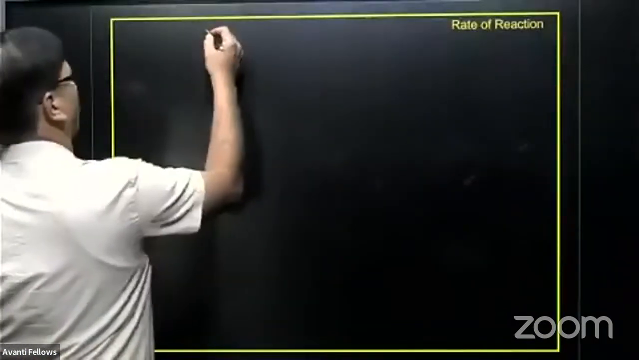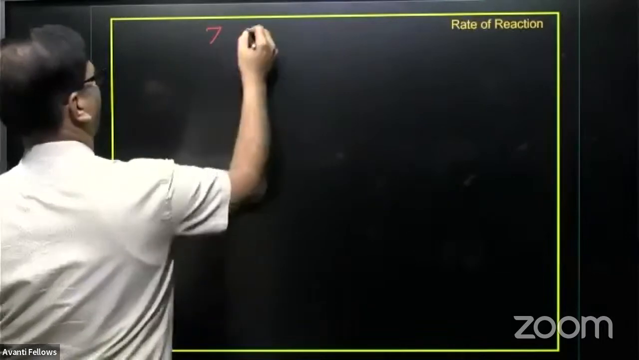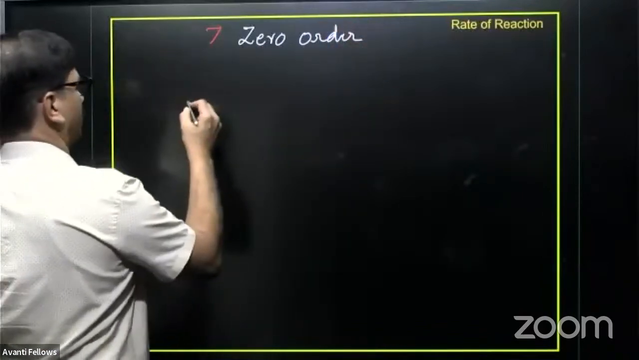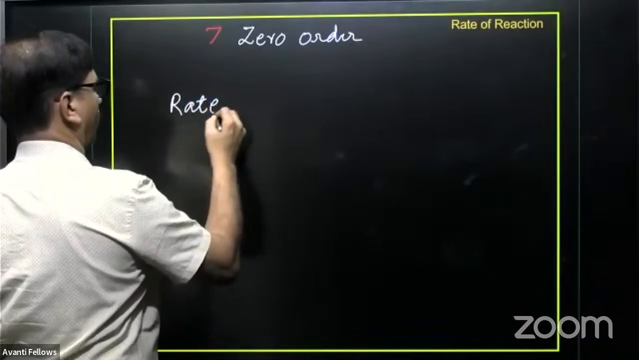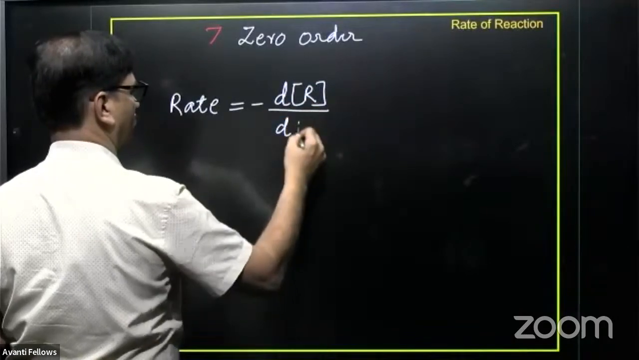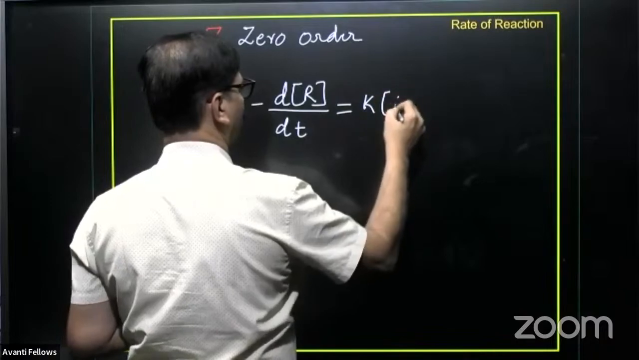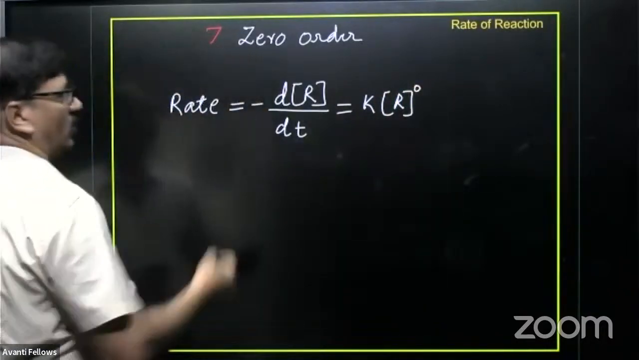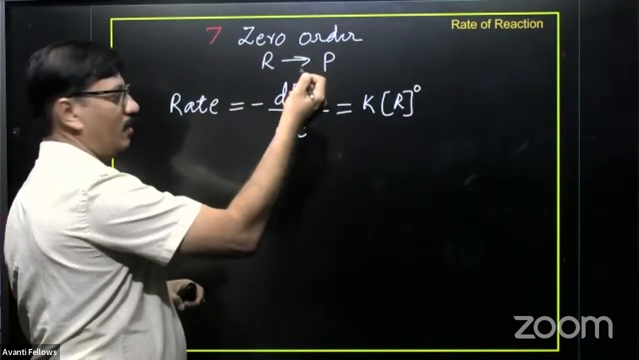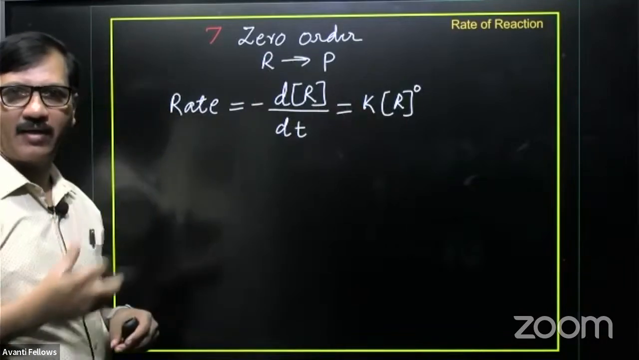For a zero order reaction, the differential equation is written like this: rate is equal to minus dR by dt, if R is the reactant, equals k into the concentration of R to the power 0. If R giving rise to P is an arbitrary reaction, then for the reactant giving the product, this is the rate of change of R versus time. The negative sign is there because it is a reactant. It is the differential rate equation.